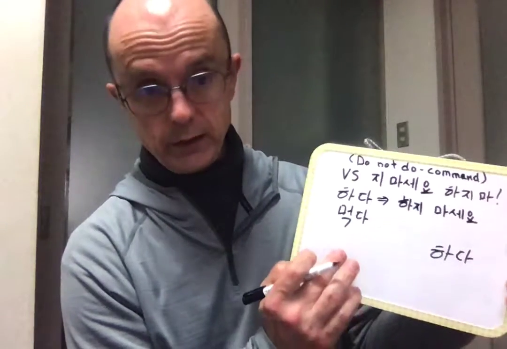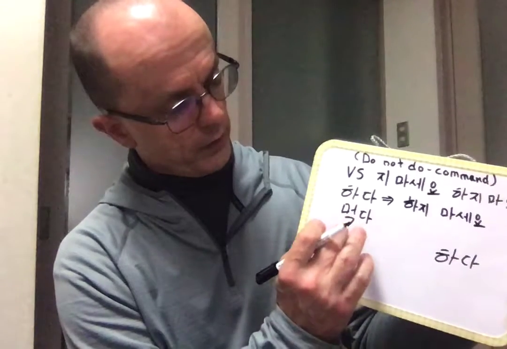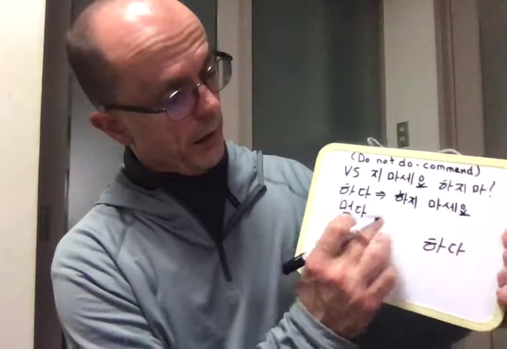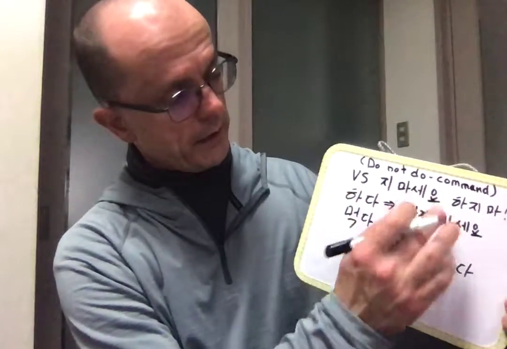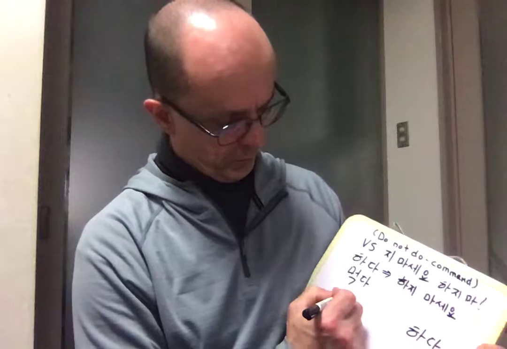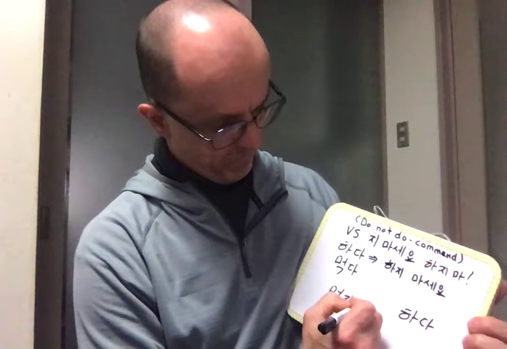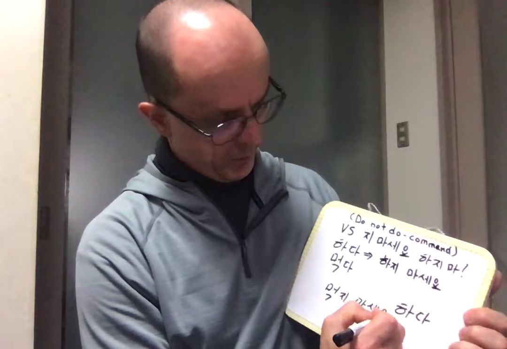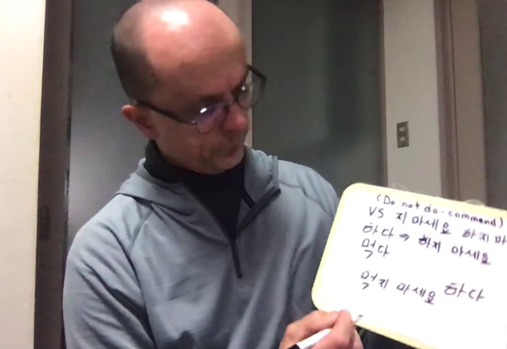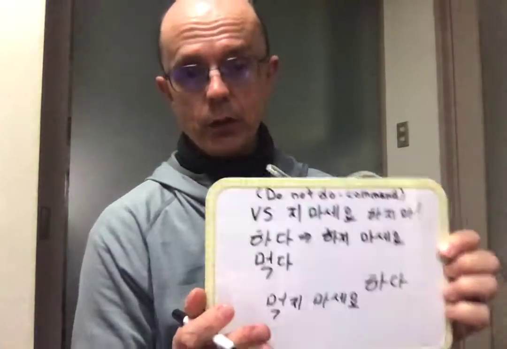So we have that verb stem, right? 먹다, to eat, the infinitive form of to eat, 먹다. So we just take the verb stem and we add it to 지 마세요. So we get 먹지 마세요. Right? So 먹지 마세요. Don't eat that, right? Don't eat.